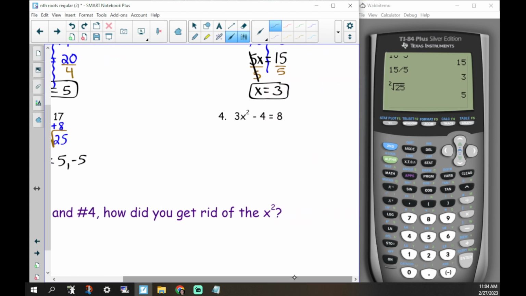Let's look at number 4. We've got 3x squared minus 4 equals 8. We're going to draw our little squiggly line here. Now we are going to deal with the minus 4. To undo the minus 4, we're going to do plus 4 on each side. So this will be equal to, now, 8 plus 4 is 12. We've got 3x squared, which came down, equal to 12.